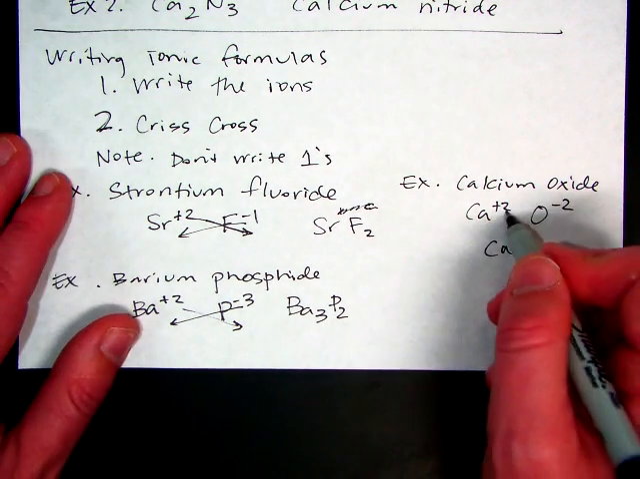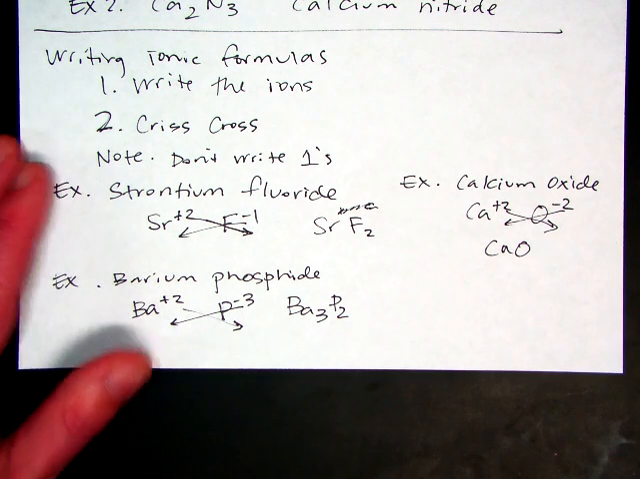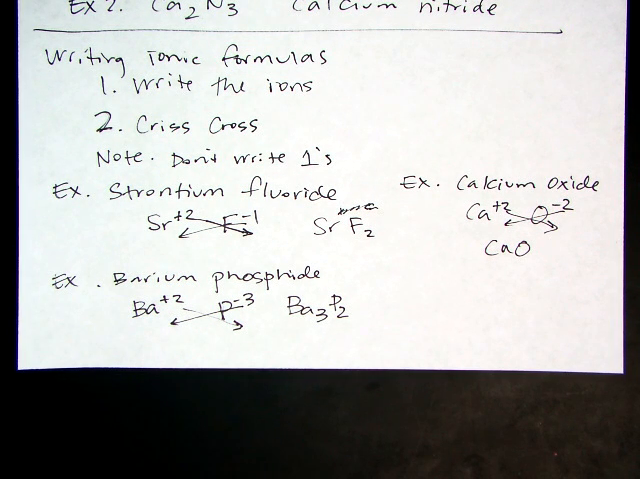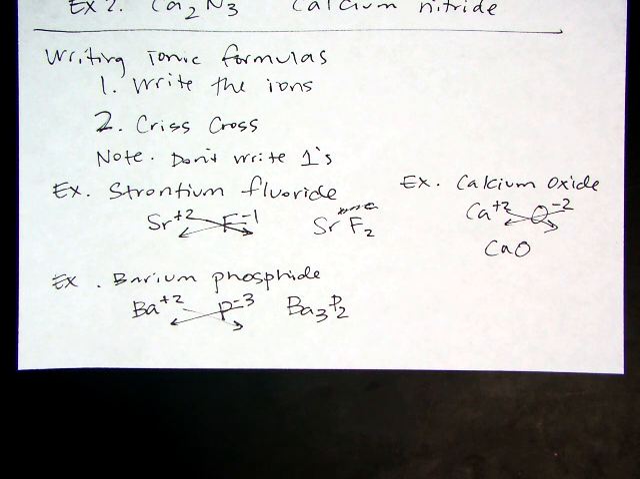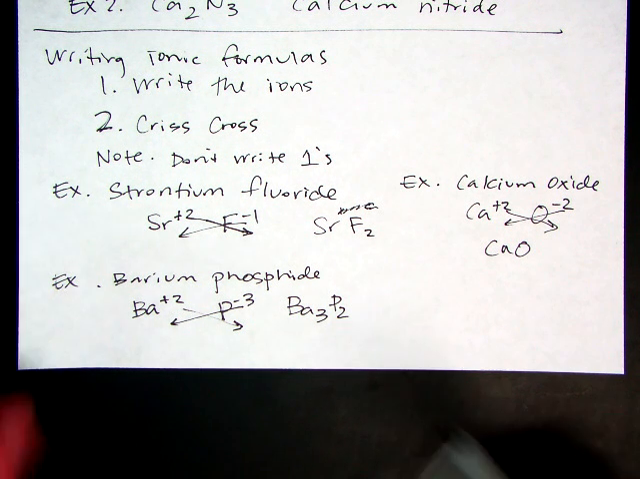So you might get stuck if you move this 2 there and you move that 2 there, and you write them both. That's technically not correct. You have to reduce them to the lowest ratio. And so in this case, all we do is just get rid of both those 2's, and you write 1 and 1, and we don't write the 1's anyway, so that's how it's all written out. And that is how you write formulas for ionic compounds.